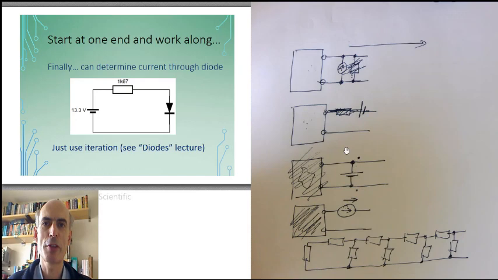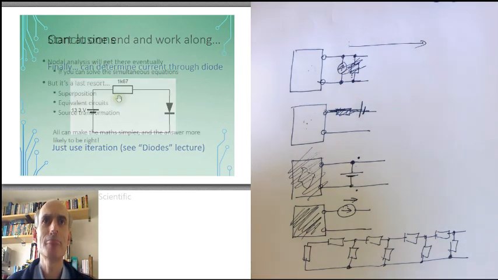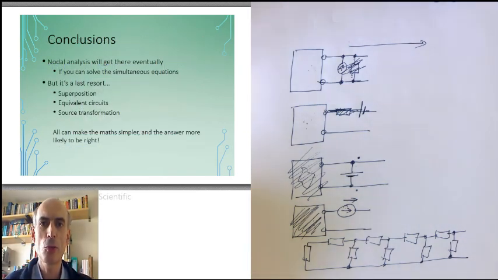A quick summary of things so far then. Remember that nodal analysis will get you to the answer eventually, but it is very much a last resort. If you can use superposition or equivalent circuits or source transformation to save yourself some time, then do.